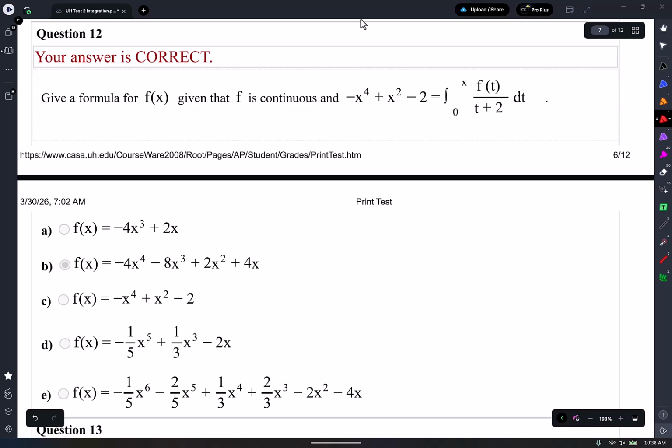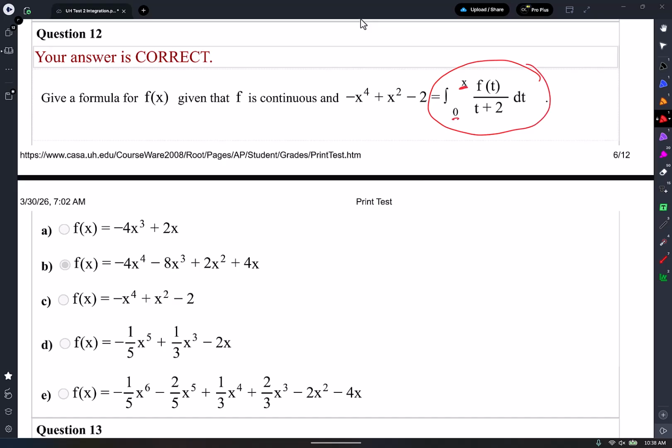Give a formula for f of x given f is continuous and okay. You see this right here? Notice the upper limit is x and the lower limit's a constant. So just take a derivative.